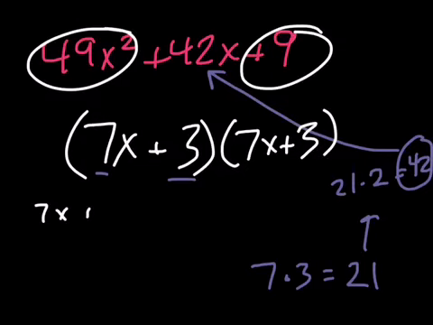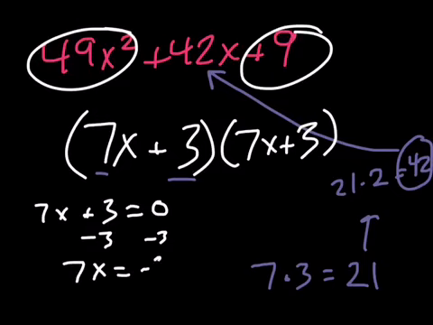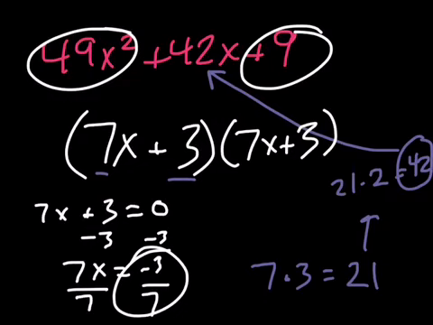Now, unlike some of the other examples we've done, we only need to solve this once because it's the same thing. We're going to get the same answer twice. So minus 3, 7x equals negative 3, divide by 7, and x is negative 3/7. A lot less work than if we factor this out the way we have been. But again, it only works in this one specific scenario.